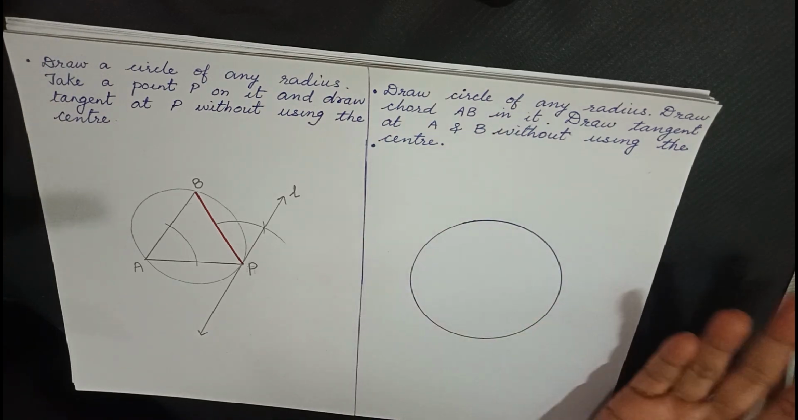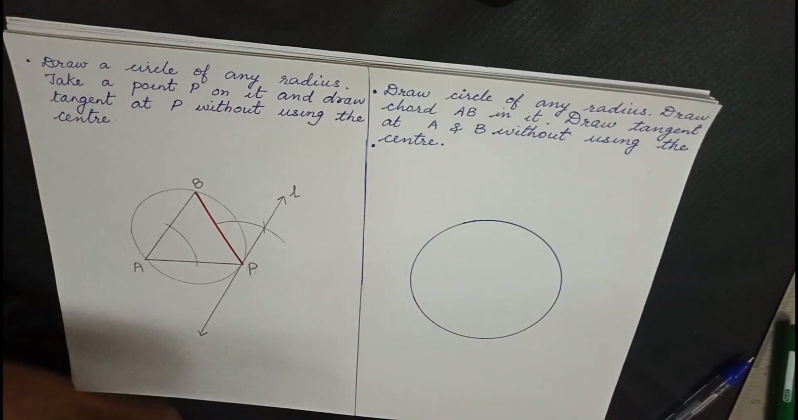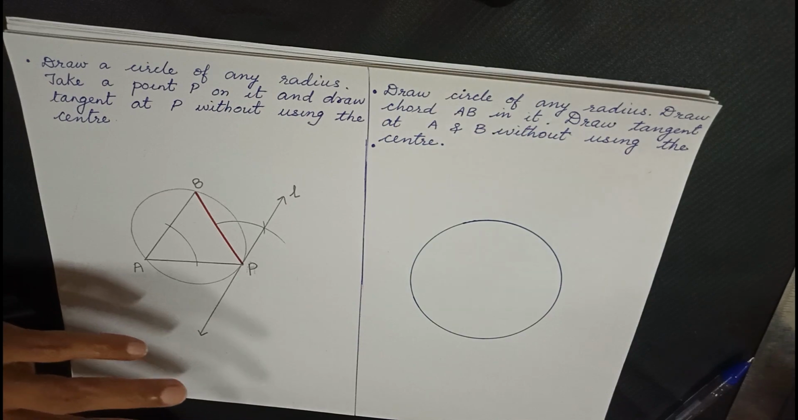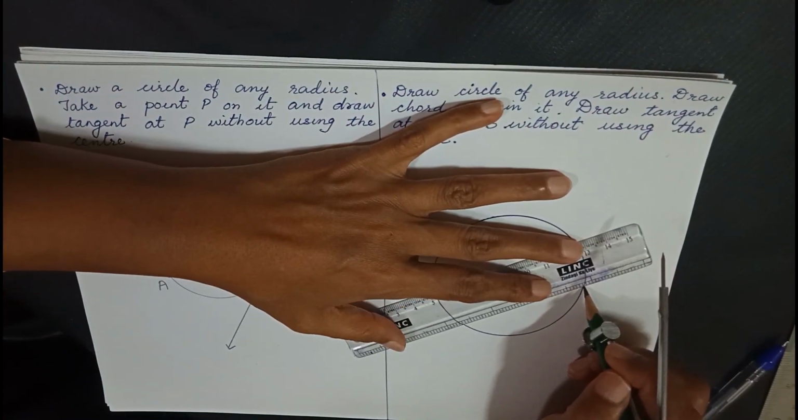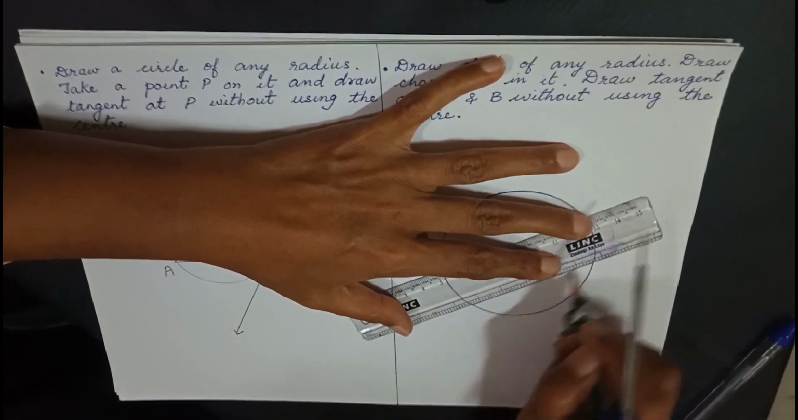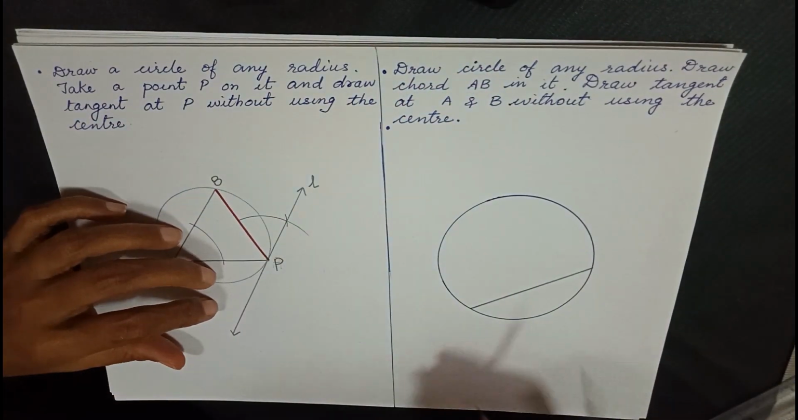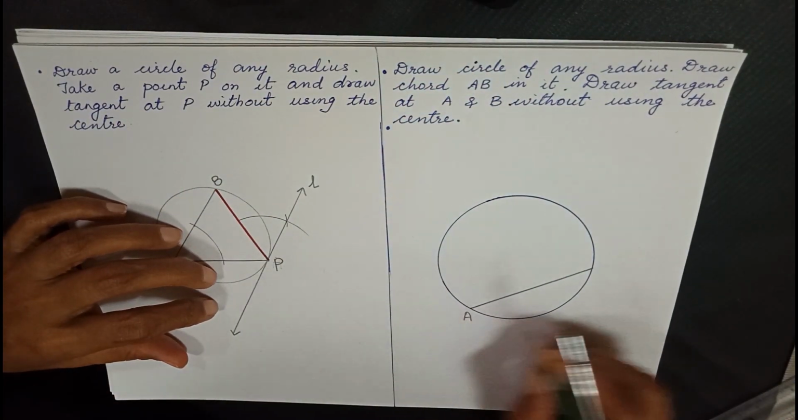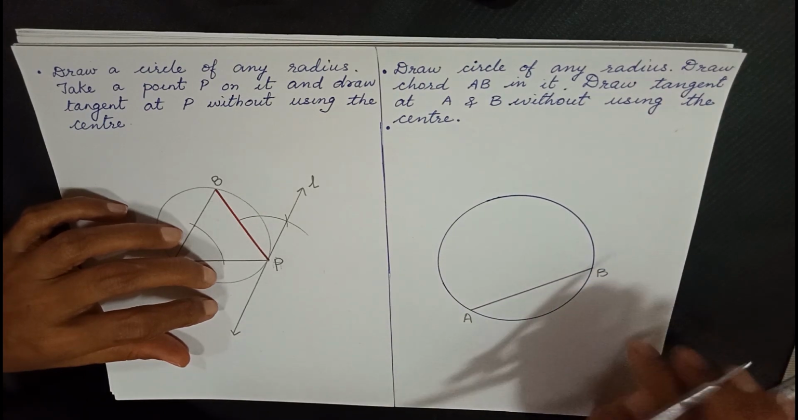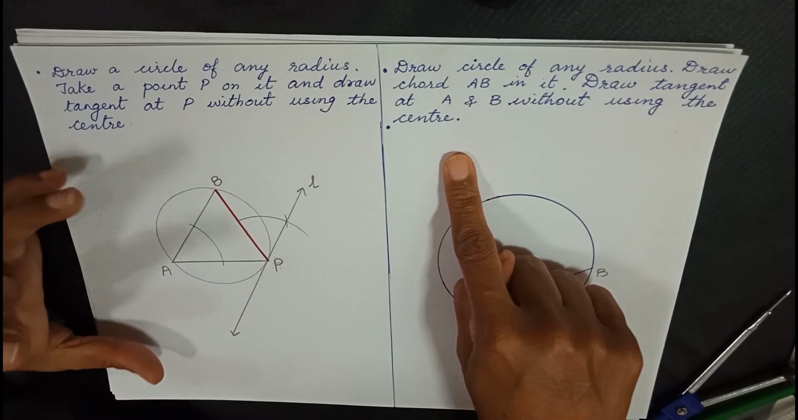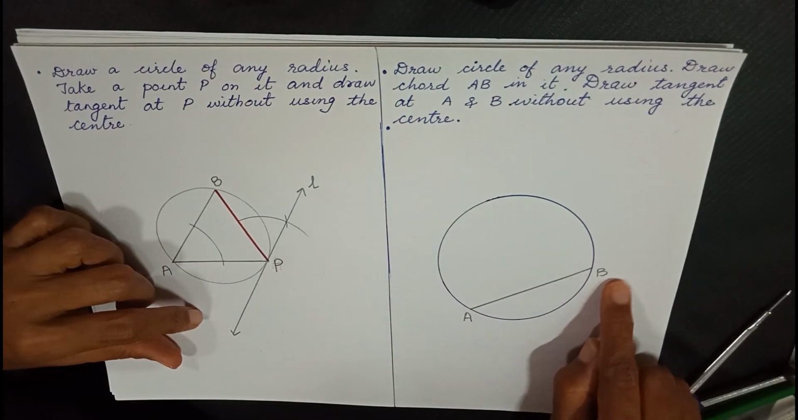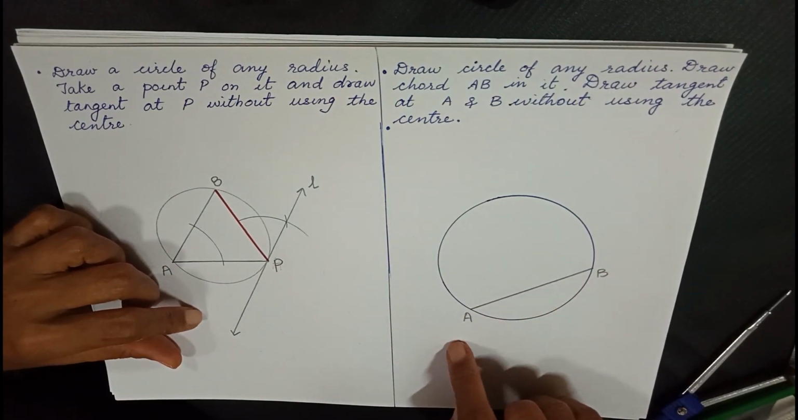Now what it says is draw a circle of any radius, and then it says draw a chord AB. Measurement of the chord AB is not given. So what we do is just roughly draw any chord AB. And what it says is draw tangent at A and B without using the center. That means here we have to draw tangents at both the points A and B.